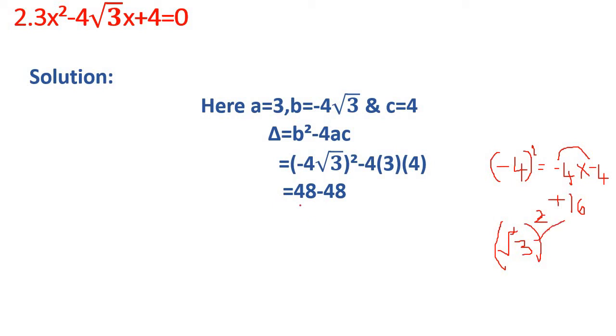So we multiply 16 into 3. 16 3s are 48. Then 4 3s are 12. 12 4s are 48. 48 minus 48 is 0. So this means that the value of delta is 0.